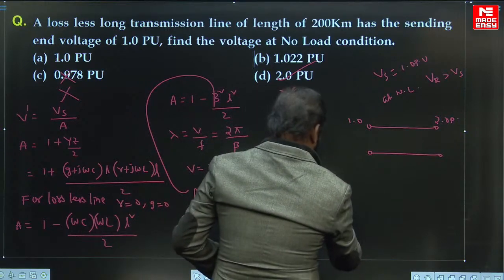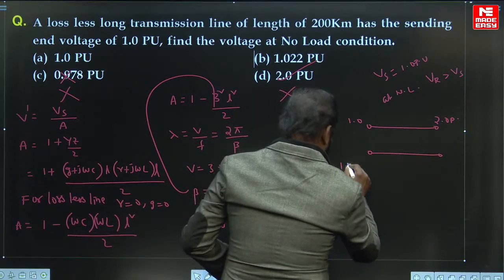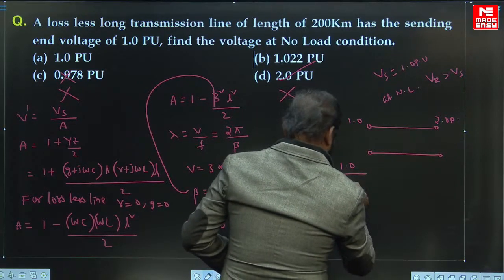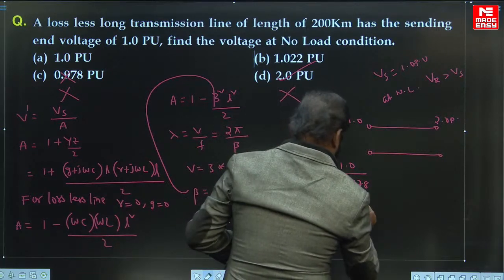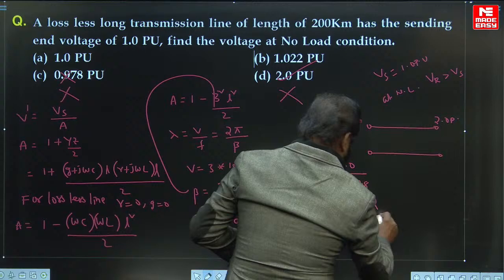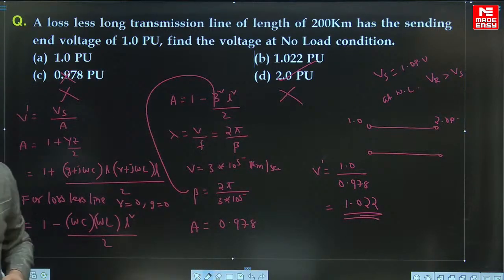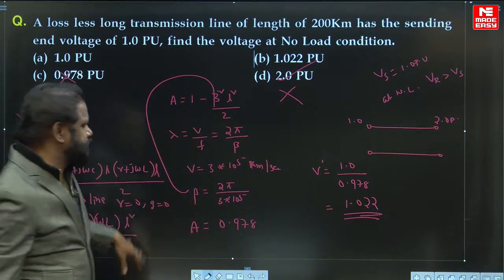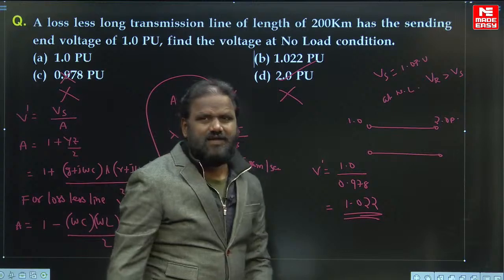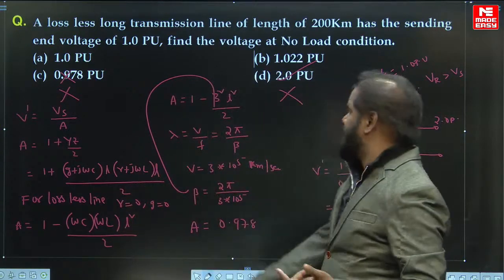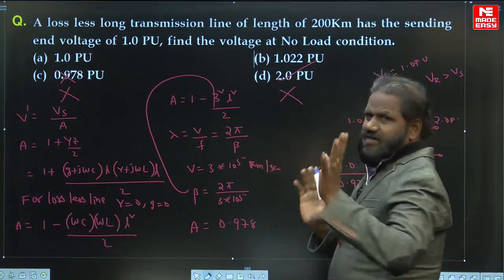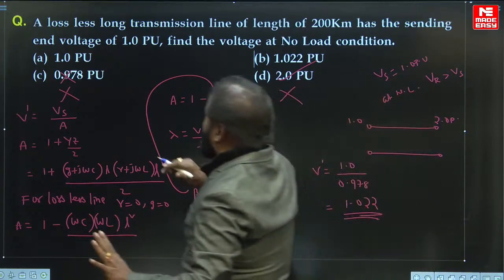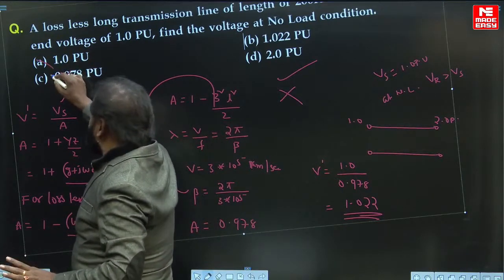Then V dash equals 1 divided by 0.978, which equals 1.022. See, this answer came after working out the whole thing, but I had told you in a shortcut. At no load, definitely VR is greater than Vs. So therefore, what I can say is that this is wrong, this is wrong.